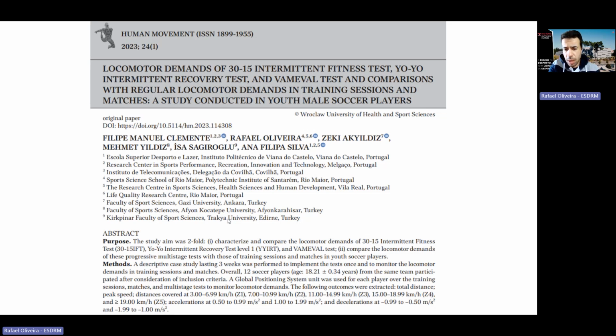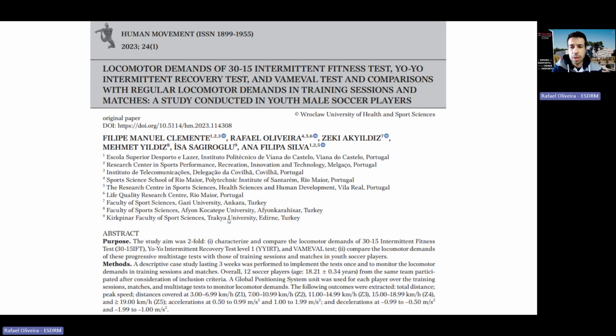We can include these at the beginning of the pre-season and maybe at the end of the pre-season to see the evolution of a player. And during the in-season, we should apply it at least 2, 3, maybe 4 times more. It will depend on the context of the team, the number of technical staff members, and the tools that we have to control all of this information.